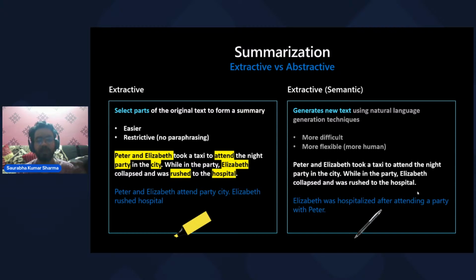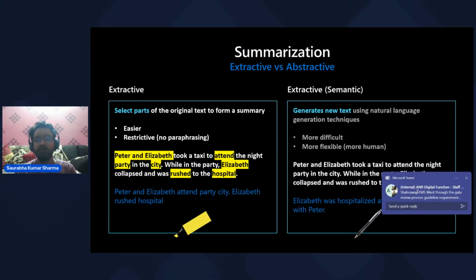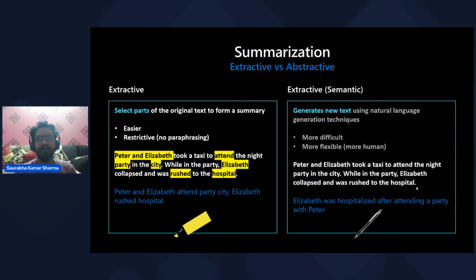It is like in our schools and colleges, where we use a yellow marker to highlight the main phrases. So based on this, the output would be: Peter and Elizabeth attend party city, Elizabeth rush hospital. Here I'm putting the same text, but with extractive semantic analysis and the new natural language generation technique, it is giving me a more flexible or more generic view.